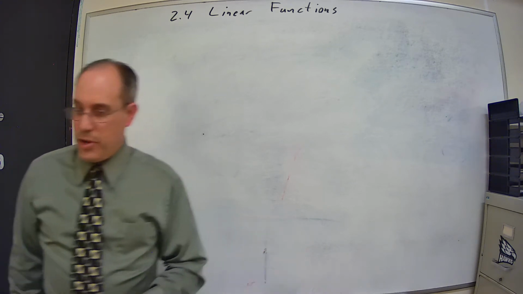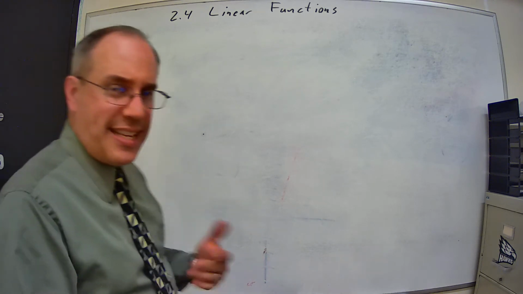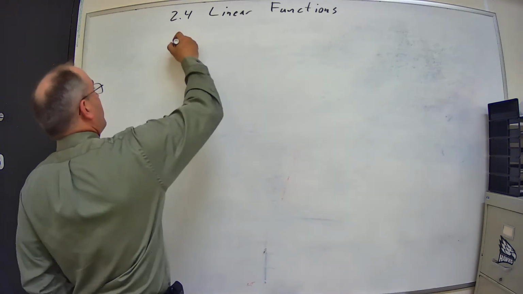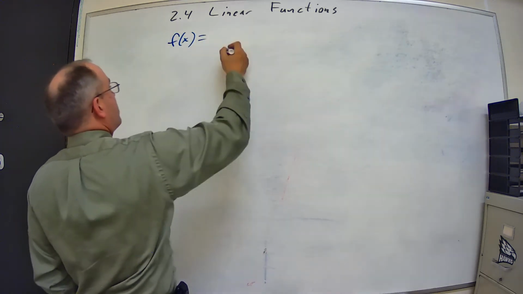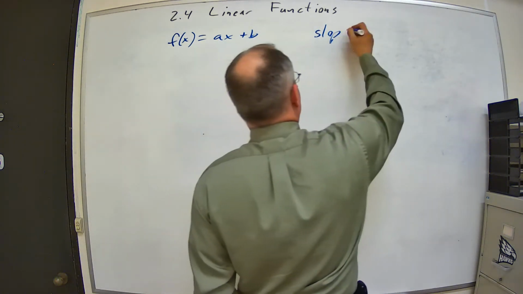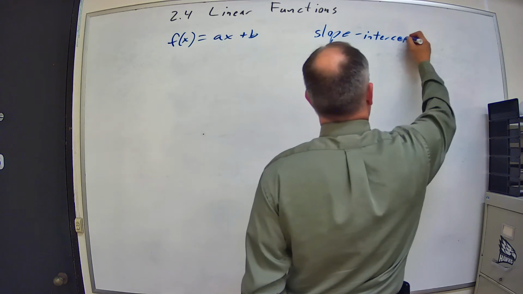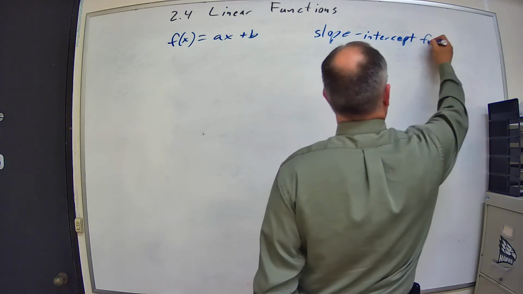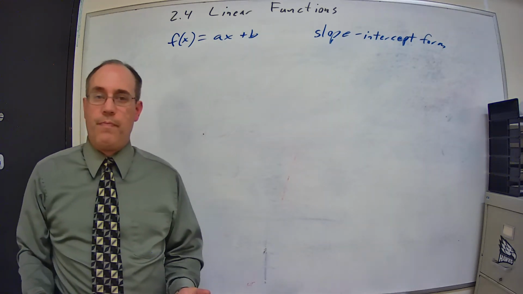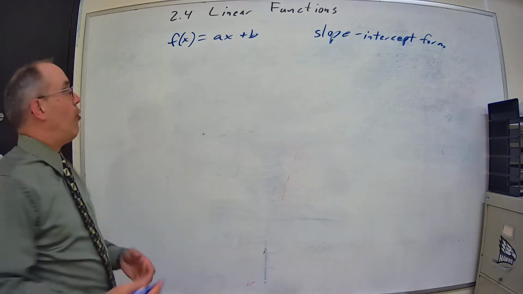So that's very good. What we also want to talk about is the standard form. So we have the slope-intercept form, f of x is equal to ax plus b. I just wanted to note that for you, right? The slope-intercept form. We also have the standard form.